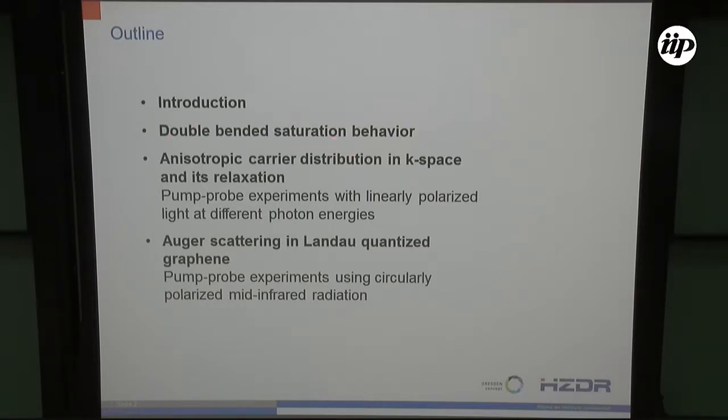The first one is a double-banded saturation behavior if we optically pump graphene. The second one is an anisotropic carrier distribution and its relaxation to an isotropic one. And the last one is Auger scattering in Landau quantized graphene.